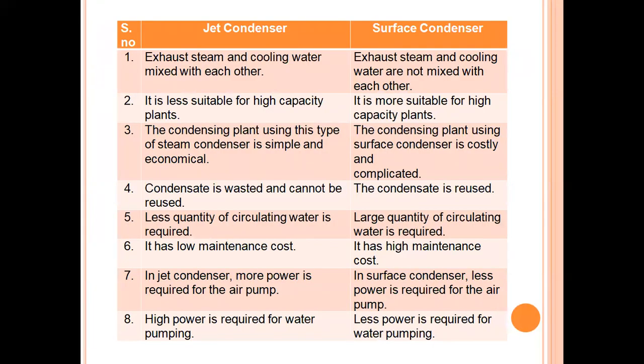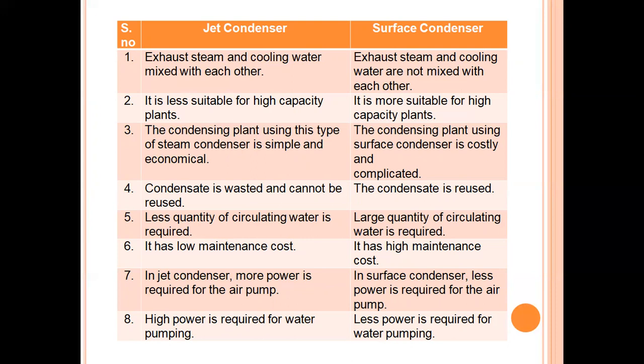After that, the difference between jet condenser and surface condenser. First, exhaust steam and cooling water mix with each other in a jet condenser. In a surface condenser, exhaust steam and cooling water are not mixed with each other.